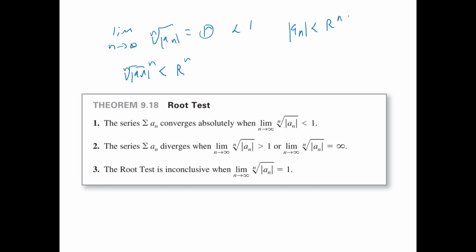Likewise, if your limit is bigger than 1, then eventually the nth root of your terms is bigger than some number that's bigger than 1, and so your terms don't go to 0, so your series is going to diverge. The root test is inconclusive again when your limit is 1, and you can look up examples for each one as to why that is.